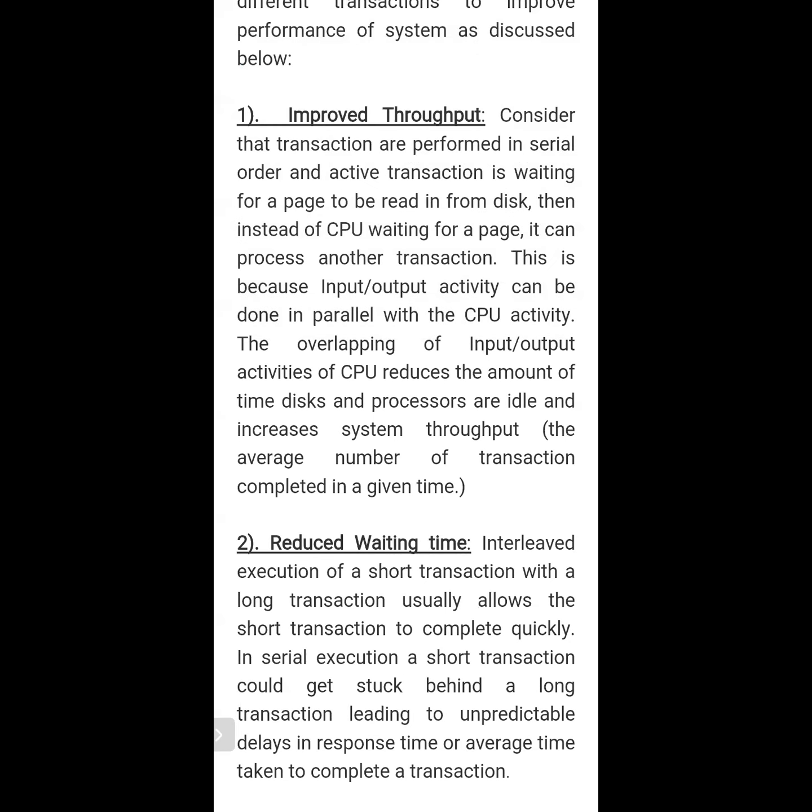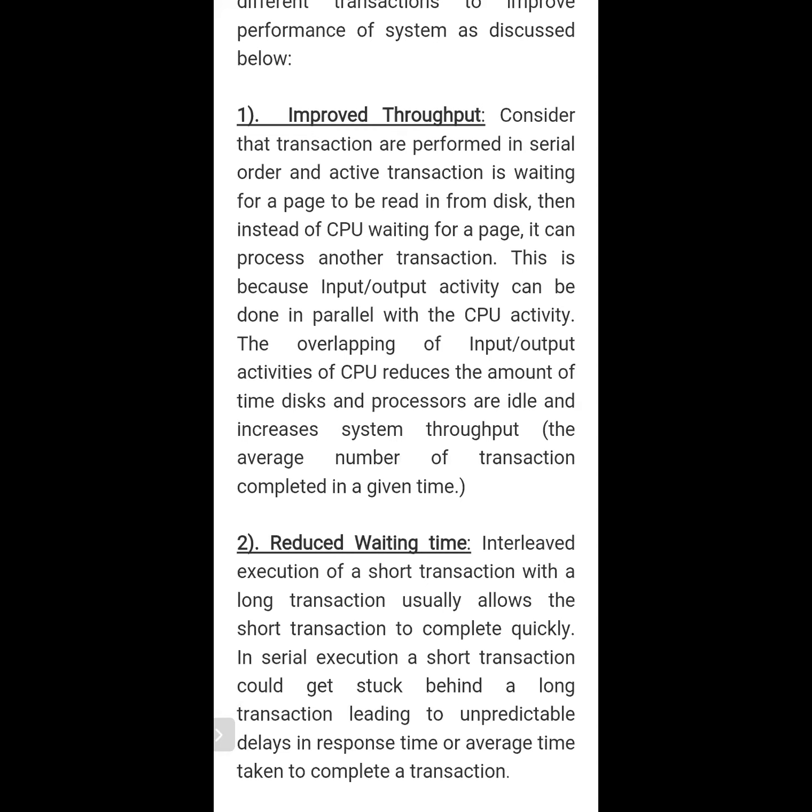CPU is performing the waiting operation. So why? Because here it needs to write some data to the disk. Am I right? But in the case of interleaved execution, maybe the CPU does not have free time, so it is performing some actions. Okay, it can process another transaction. This is because input or output activity can be done in parallel with the CPU activity.